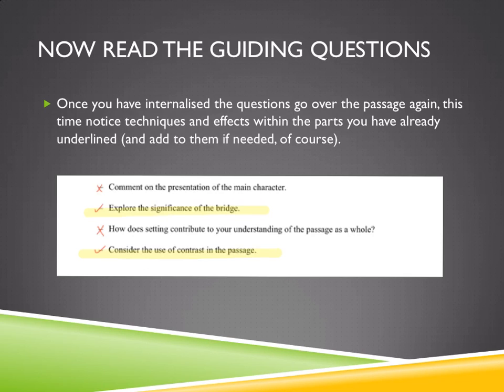And this time notice techniques and effects within those parts that you've already underlined. So look back at your annotations and then try to write something about each of those underlines. Some of them you might realize are not important at all, not interesting, and you skip them. But highlight or comment on the ones that you think are useful, and obviously if you see something new then add to that, of course. So here's what I've done with my annotations of Hanging Rock.